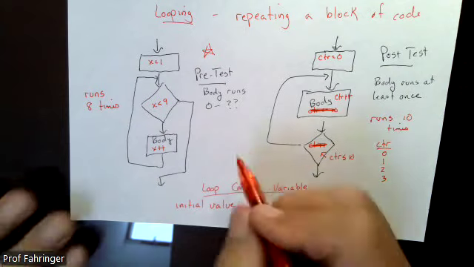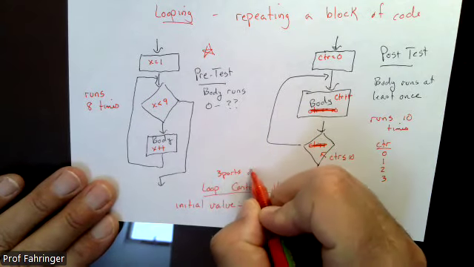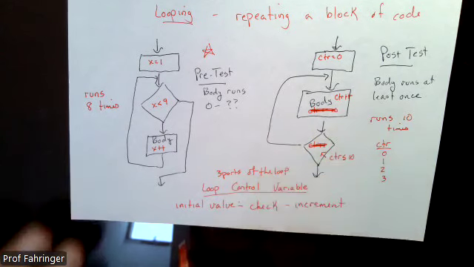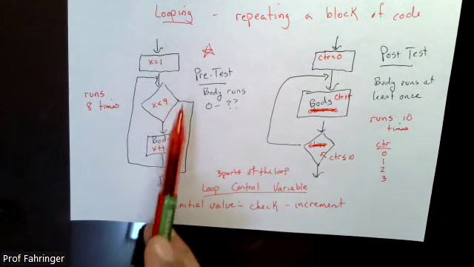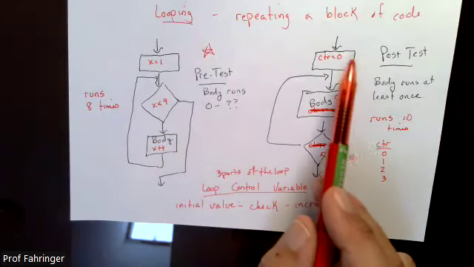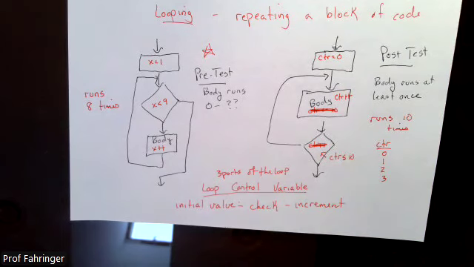Okay. 3 parts of the loop. We have a part where we give it an initial value. We have a part where we do the check. We have a part where we do the increment. Initial value, increment, and check.